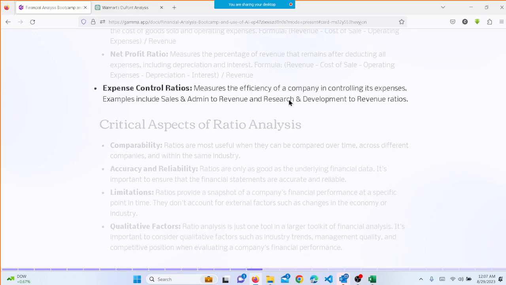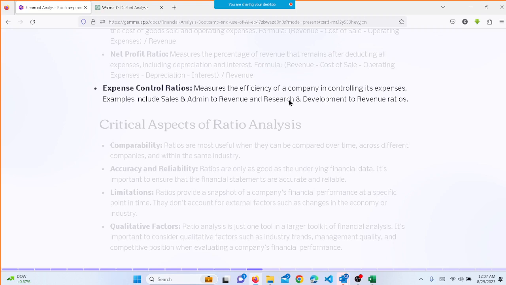And there are some expense control ratios, for example, sales and research and development expenses, cost of goods sold, sales expenses, administrative expenses to revenue, to understand how the expenses of the company are contributing to or affecting the profitability of the company overall.